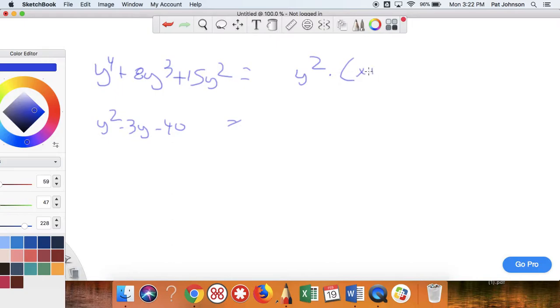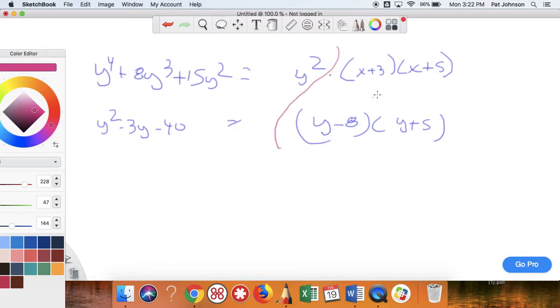So y plus 3 times y plus 5. And this other one factors out to, let's see, 40 is 10 and 4, and 10, 8 and 5. So y minus 8 times y plus 5. I didn't do a very good job of lining them up, but I've got this base. And this is y, not x, sorry.